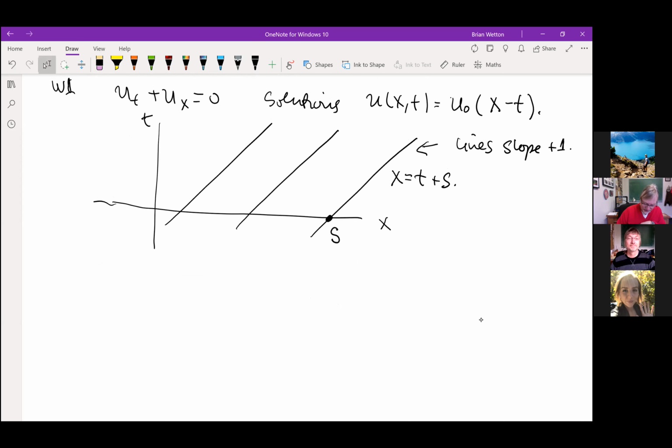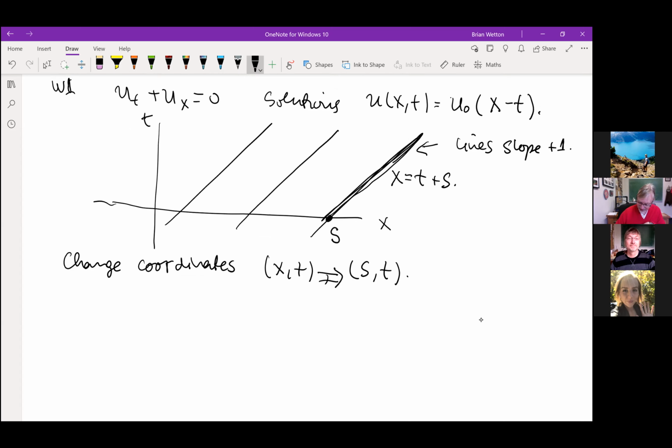And now I'm going to change coordinates. So instead of having coordinates x and t, I'm going to have coordinates s and t. And if I look at it that way, s is constant on this line, even though x and t are both changing. I can say u at s and t, if I change those coordinates, is just going to be the initial conditions at that point.